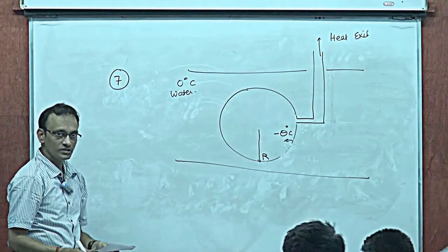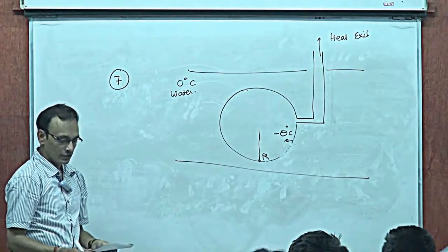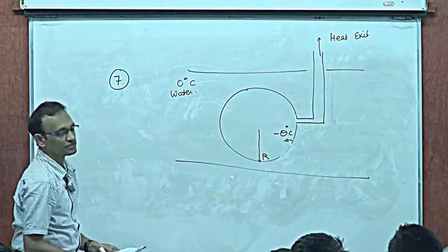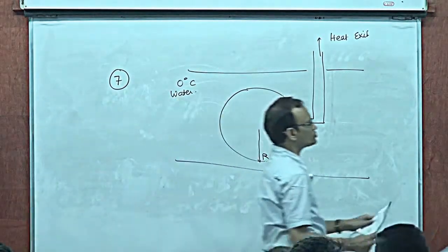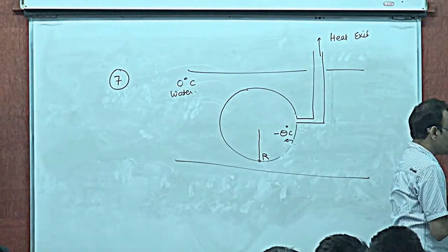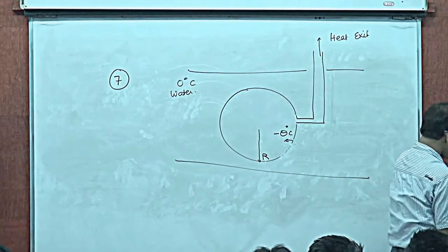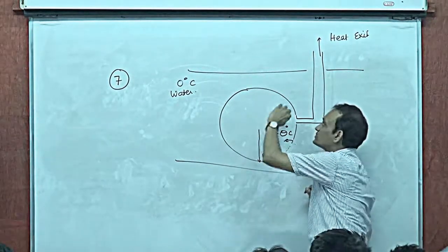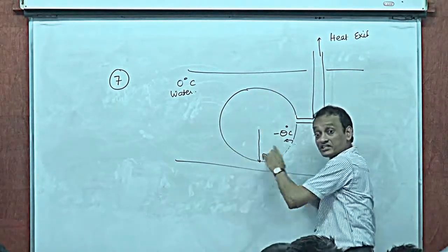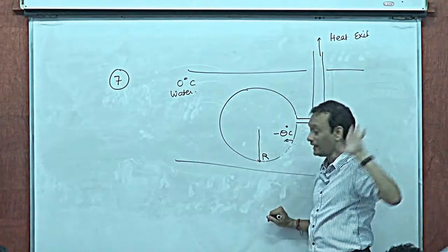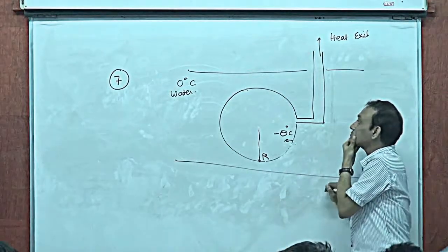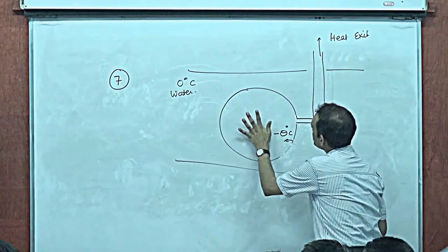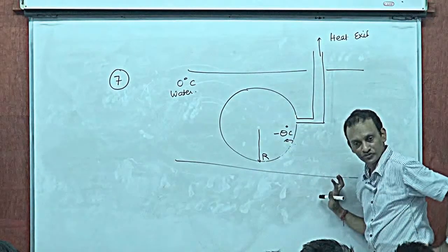Find the time in which ice of thickness R appears on the surface. Obviously, what's going to happen here? See, physically understand this. There is of course a compressor here which is maintaining the surface of this at minus theta degree centigrade. So you don't have to bother about that mechanism. There is a mechanism that takes care of this.